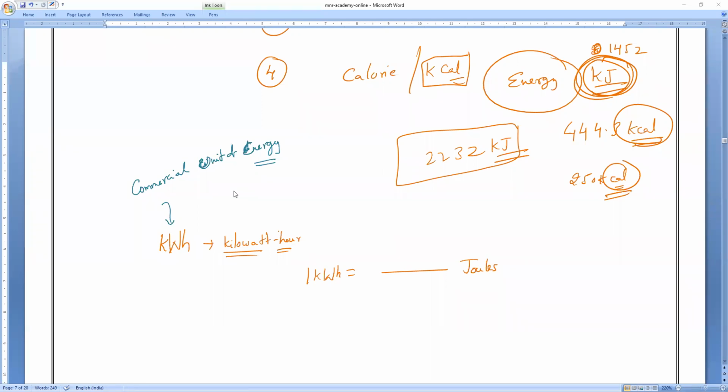It's not actually power consumption. It is actually energy consumption. But we use the word power as a common word. It's not the power, it's energy consumed. Energy consumed by your house for the last month.